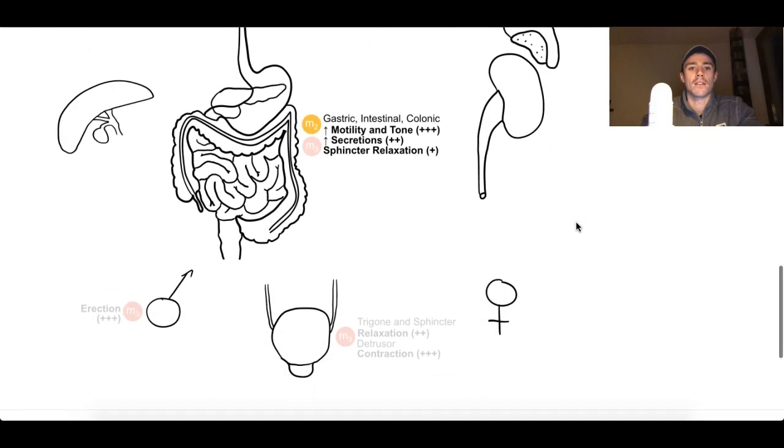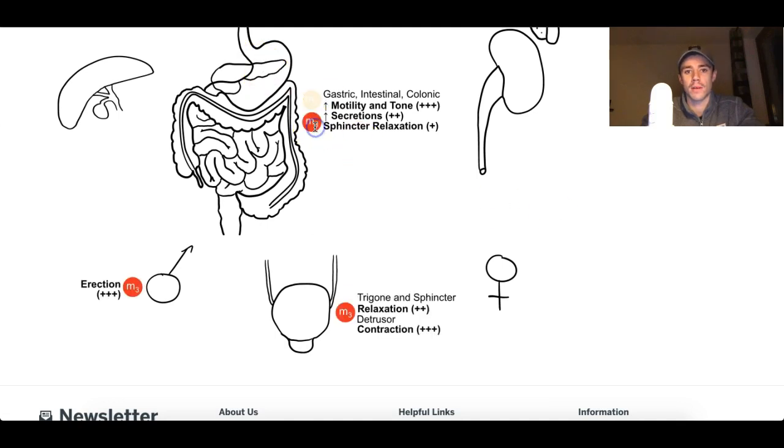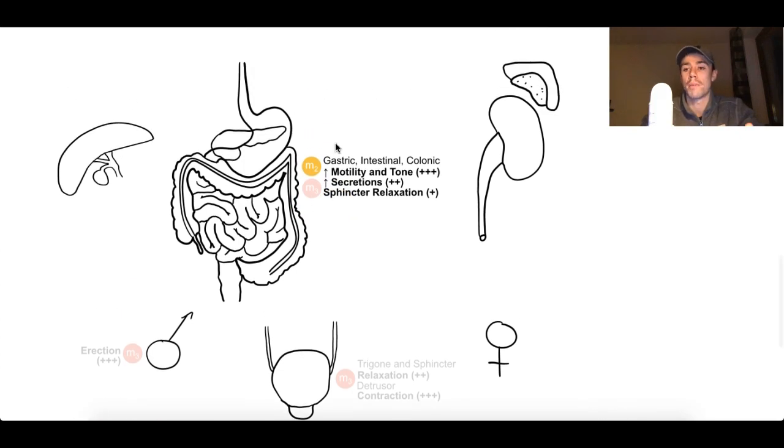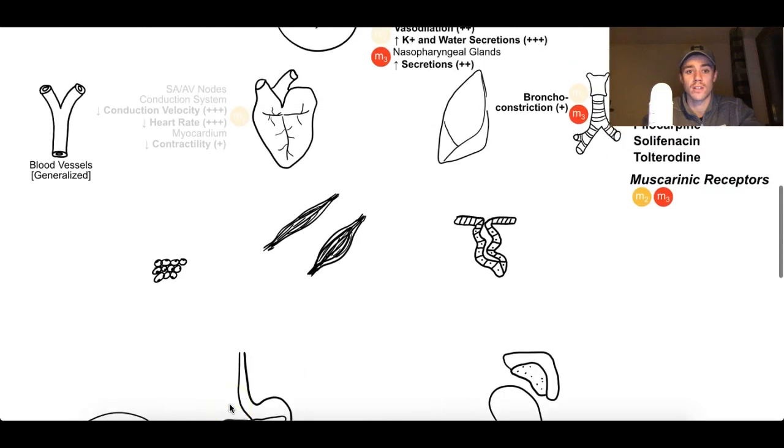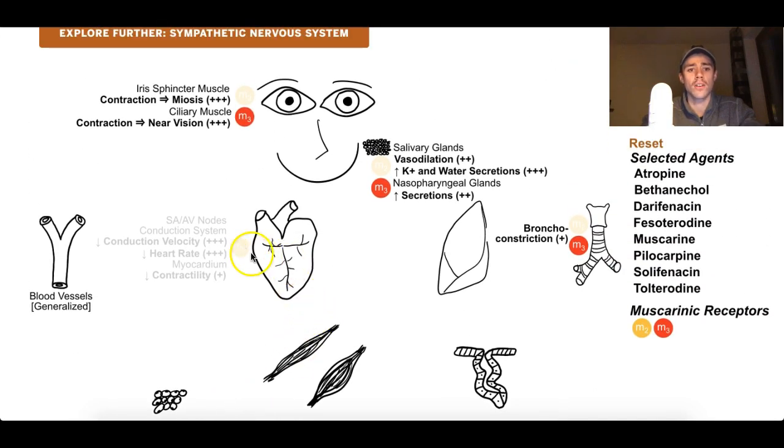You can look at what that does to other systems. For example, in the gastrointestinal system, you get an increase in motility, an increase in secretions and sphincter relaxation. That's going to be beneficial for the digestive process, as we discussed. It's what allows you to get an erection, as you can see down there. And in terms of the heart itself, it's going to decrease the conduction velocity, decrease the heart rate, and decrease contractility.